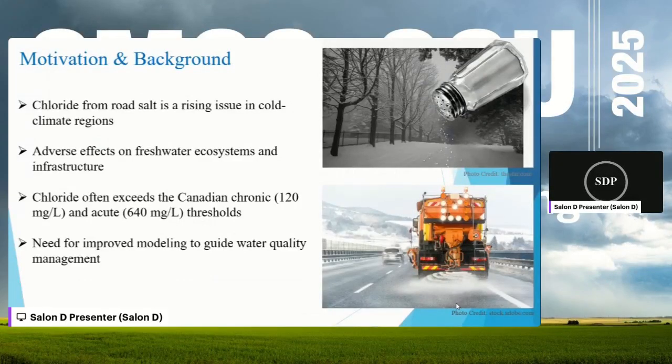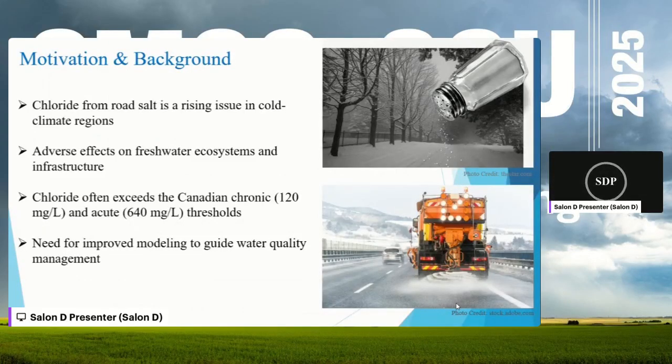Chloride contamination is a pressing environmental issue in cold climate regions such as southern Ontario. Road salts such as sodium chloride are heavily applied for winter road safety, but frequently flush into nearby streams and lakes. This leads to increased chloride concentration, especially in urbanized watersheds.